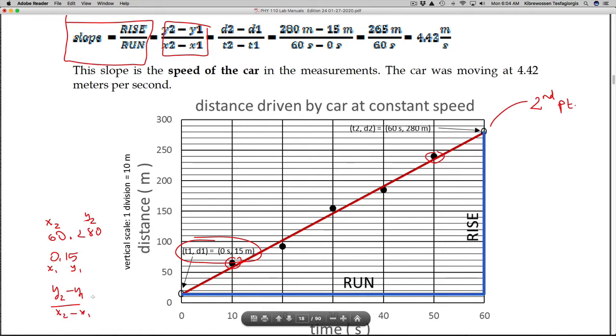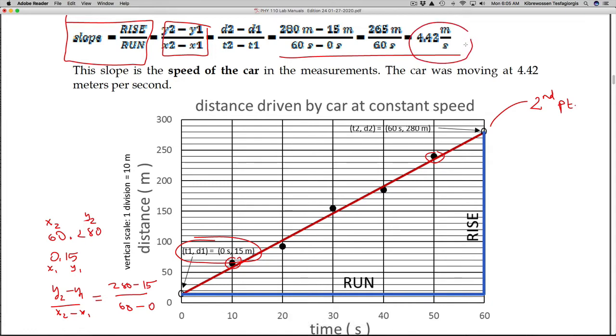Then you already have your y2, and your y2 is 280. I'm just repeating whatever is written up here. Minus 15. Then your x2 range is going to be from 60 to 0. So if you simplify this, then definitely you are going to get 4.42 meters per second.